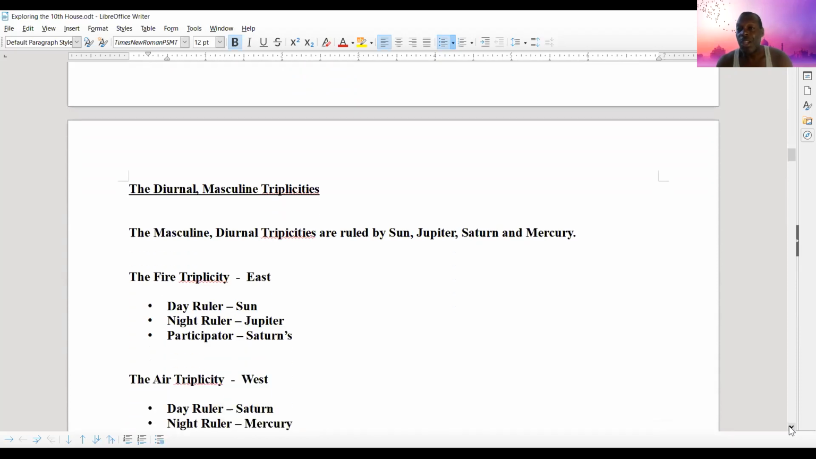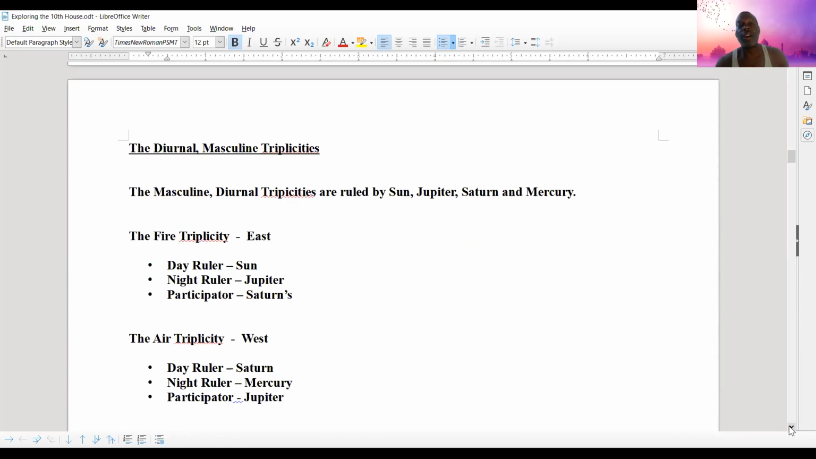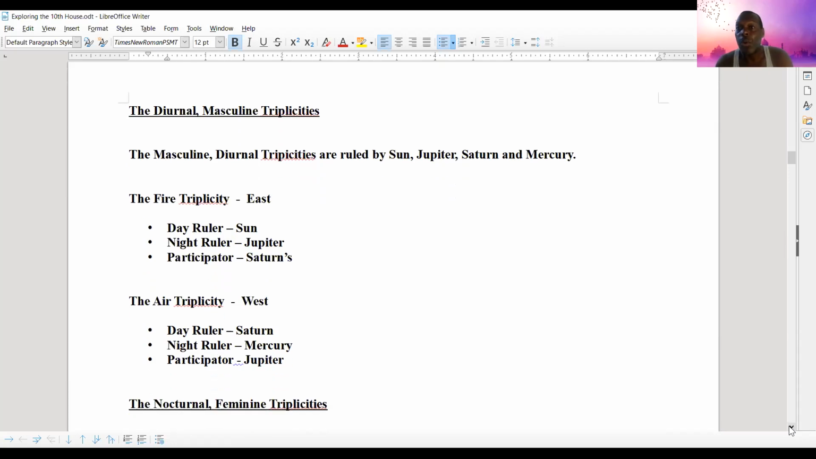There are 2 types of triplicities. There are the masculine diurnal triplicities, and there are the feminine nocturnal triplicities. The masculine diurnal triplicities are fire and air. Now, why are they fire and air? What are the masculine diurnal signs? Aries, Gemini, Leo, Libra, Sagittarius, Aquarius: fire, air, fire, air, fire, air. Those are the masculine diurnal signs. So the masculine diurnal triplicity would match those qualities. So it would match the zodiacal qualities as well.